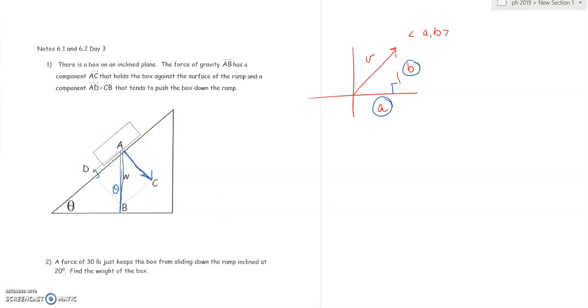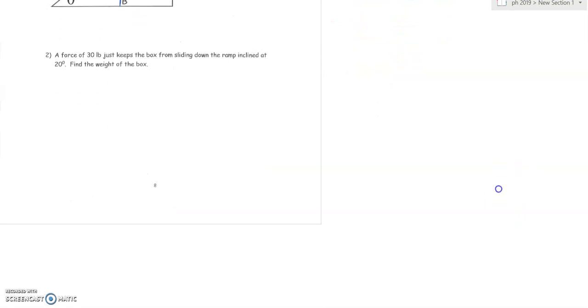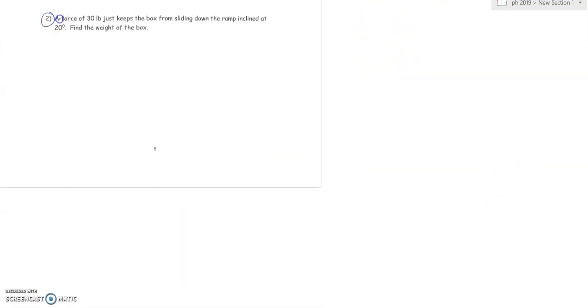Okay, so here we go, everyone. We're going to consider example number 2. It says a force of 30 pounds just keeps the box from sliding down the ramp inclined at 20 degrees. So here's our incline. Here's our box. If we talk about the force of gravity as the hypotenuse of a right triangle, we've got the component of the force of gravity that is parallel to the incline, and that's the 30-pound force that just keeps the box from sliding down the incline.